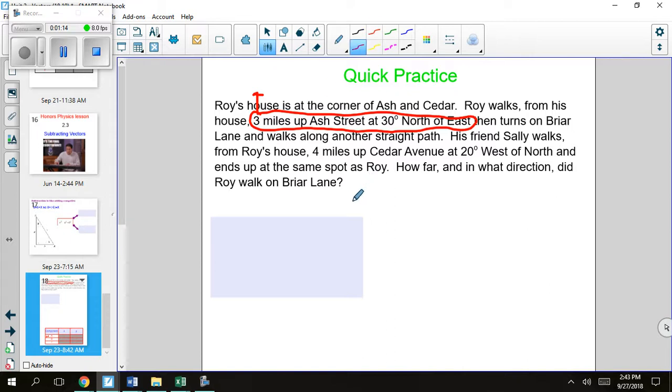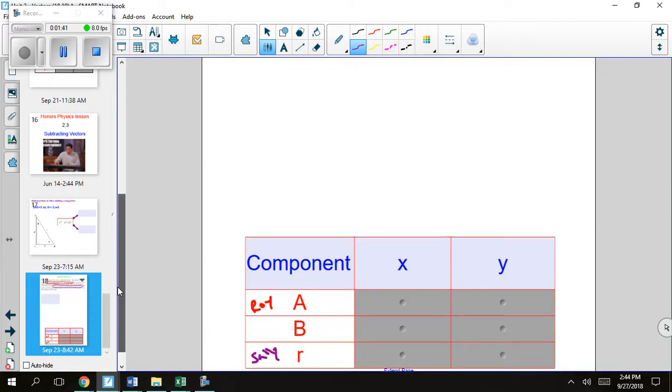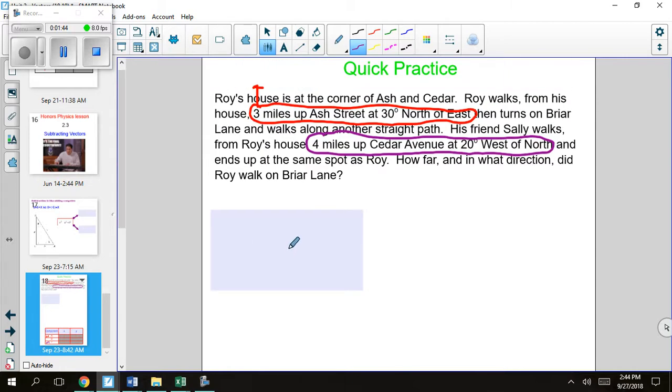Then we have Sally, and she walks from Roy's house too. Wow, they start at the same point. But she walks 4 miles up Cedar Avenue at 20 degrees west of north. And they both end up at the same spot, which means that is their resultant location. So this is going to be Sally. But what we need to do is find out where Roy walked on this prior lane and in what direction.